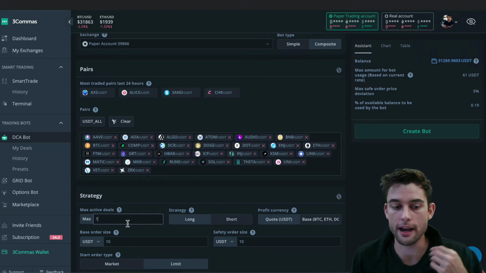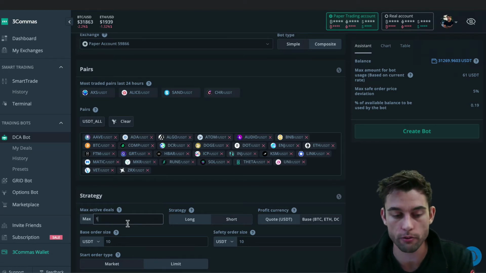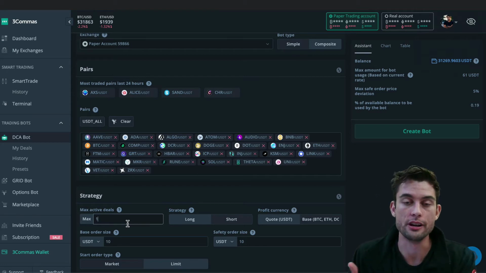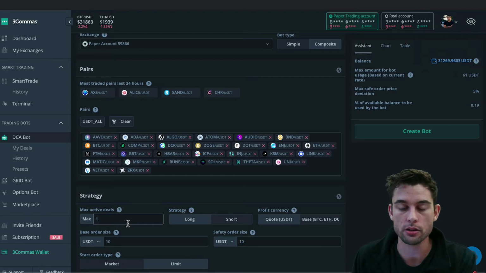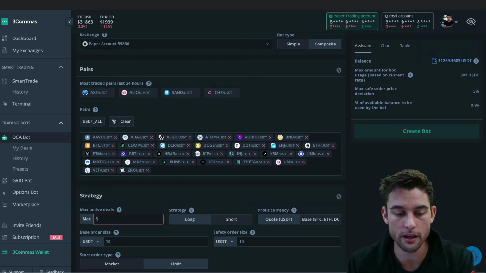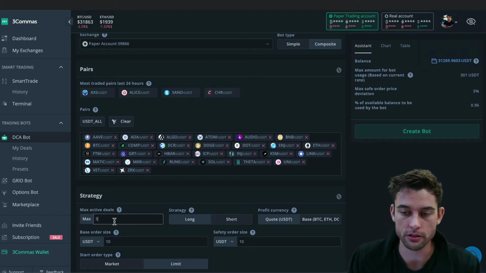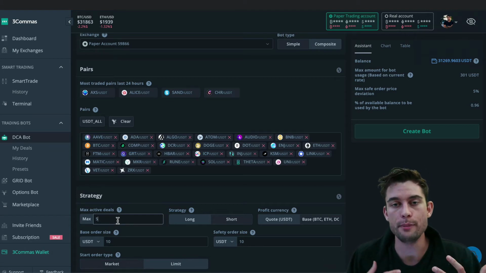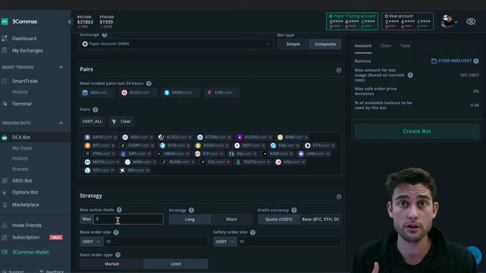Because if you only have 1, 2, or 3 max active deals, but you're not using a lot of capital, then the rest of the capital that you're not using is going to go to waste. So you want to make sure that the maximum amount of deals is in line and makes sense when it comes to how much money you are actually putting into each deal. And so that's max active deals.